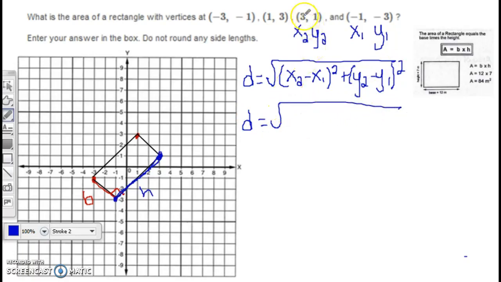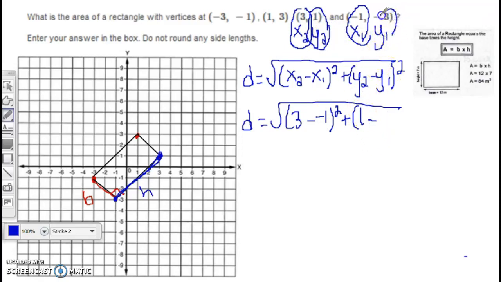So if I plug all that in, my x2 is 3. My x1 is -1. Notice I put the minus sign there and the -1. You need both signs. My y2 is 1, and my y1 is -3. So again, I need the minus and the negative sign. We need both of those. And then from here, you can do some mental math, or you can type it in the calculator. I'm going to show you what it looks like to type it in.